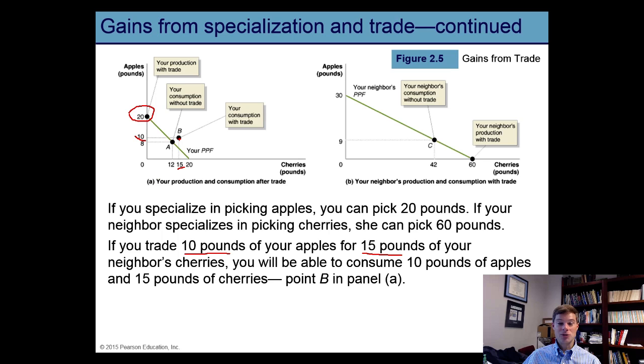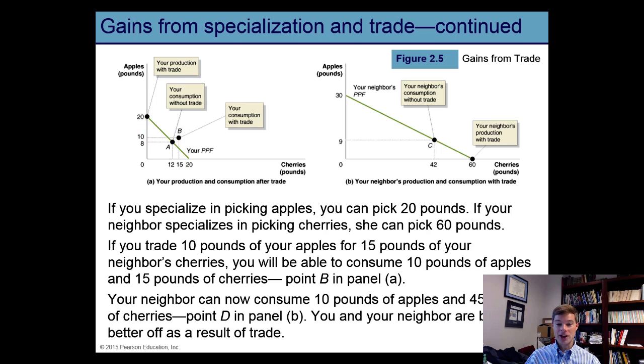So your consumption with trade can be represented by point B. You'll notice that point B is outside of your production possibilities frontier, and so this shows us that you are better off with specialization and then trade. You're able to get to a point like point B that was not attainable before you traded. In particular, point B has 3 more pounds of cherries in it and 2 more pounds of apples in it.